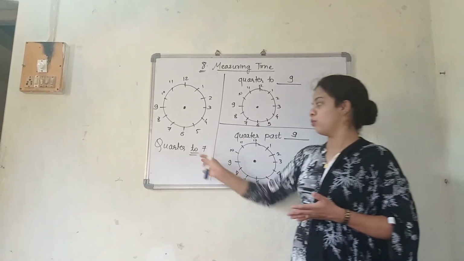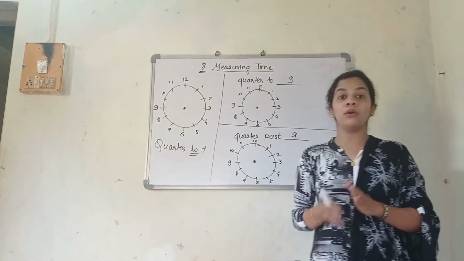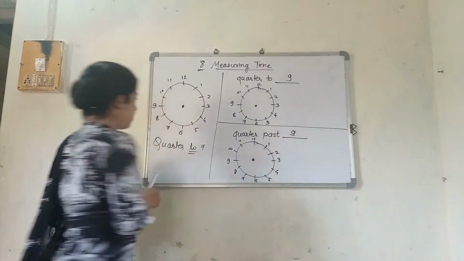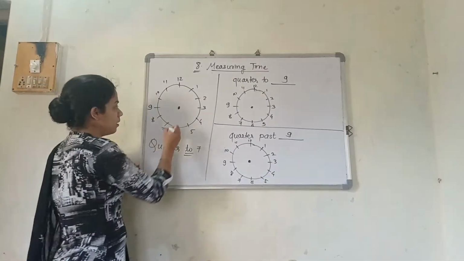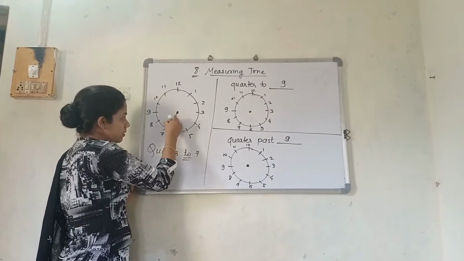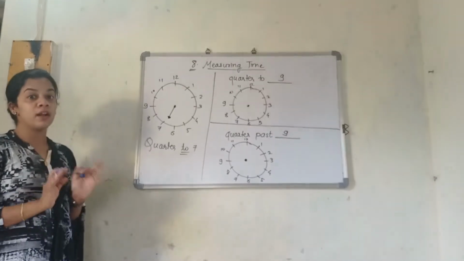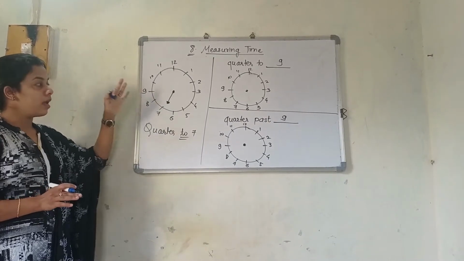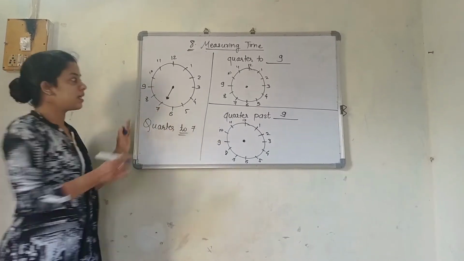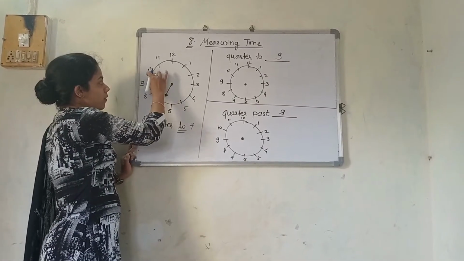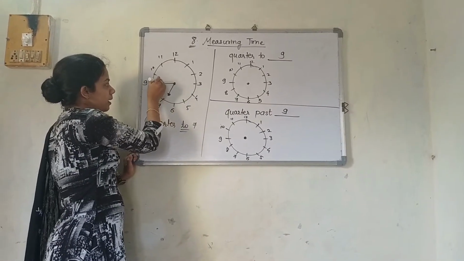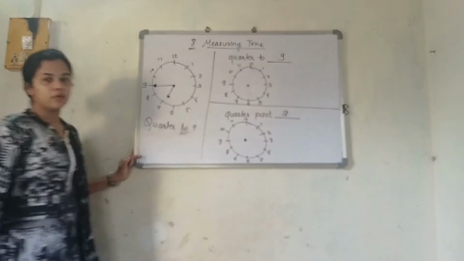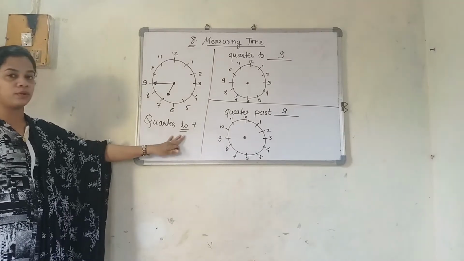Here they are telling you to show quarter to 7. Quarter to means what? 15 minutes are still left for 7. So our smaller hand will be near 6 and near 7. Why? Because there are still 15 minutes for 7, so it will not cross 7, but it will be near 7. And quarter to means 15 minutes are still left. So if you count 5, 10, 15, our minute hand will be over here. Fine. So this will be the representation of quarter to 7.